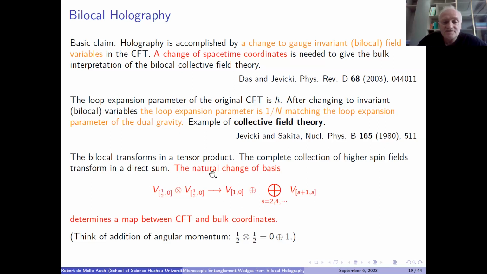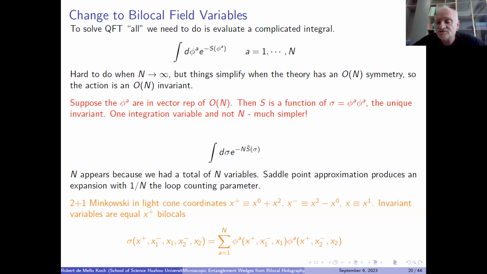So the basis that you've got in the CFT, this tensor product basis, is the wrong basis to construct the interpretation of the gravity theory. You have a Clebsch-Gordan problem to solve. You want to go from this tensor product basis to a direct sum basis. And the claim is that the change of space-time coordinates that we'll perform exactly accomplishes the solution to this Clebsch-Gordan problem.